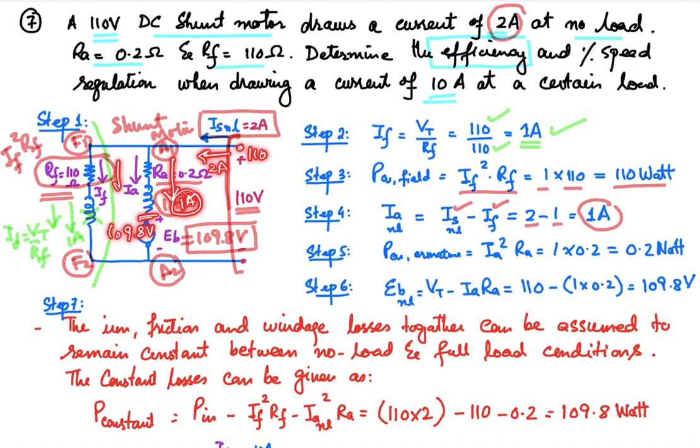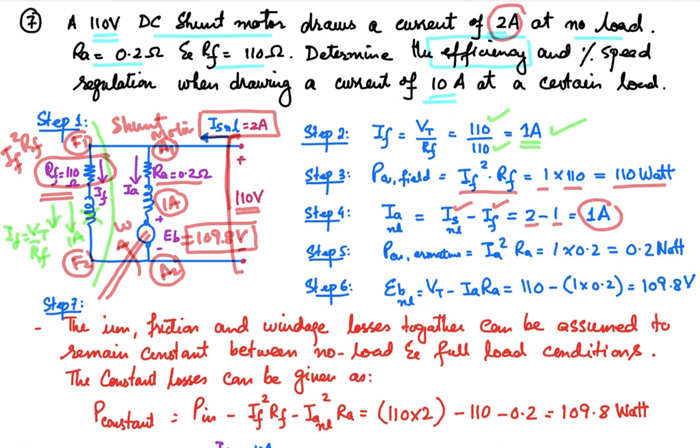1 ampere is going towards your field, and the rest of the 1 ampere, because of this potential difference between the back EMF and the terminal voltage, is the current in the armature. So we have calculated all the things at the no load state, when there is no mechanical load connected with your machine. So your machine is rotating, it is drawing certain power to run itself.